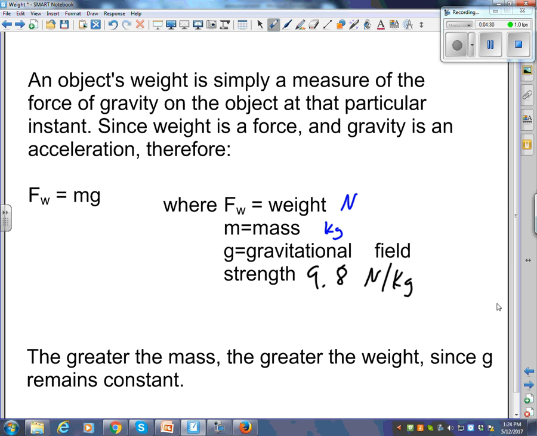Now, g remaining constant on Earth, is it 9.8 everywhere on Earth? More or less. There are small fluctuations they're not really sure about, and it also depends on your altitude above sea level.